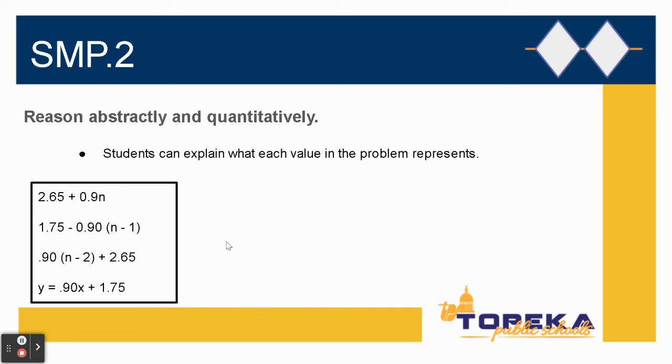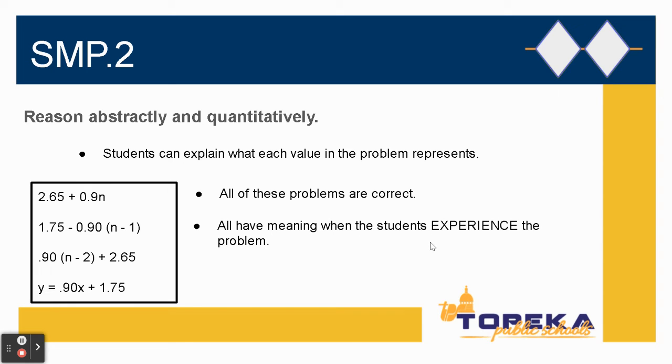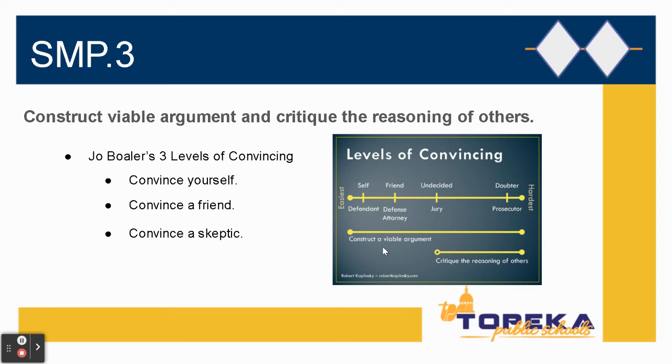And for them to see at the end, guys, do you know how we would have used this math problem right here? And they're going to go, oh my gosh, yes, $1.75 is what a single cheeseburger costs. Well, what does it mean to take away 90 cents and then n minus 1? Letting them see we already know this information because we've experienced it. So all of these problems are correct, and they all have meaning. And my favorite part is when the students experience the math problems, when they experience those numbers.